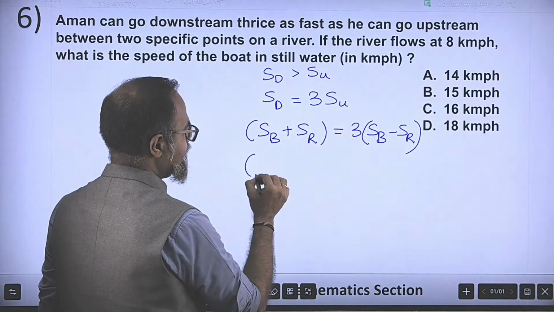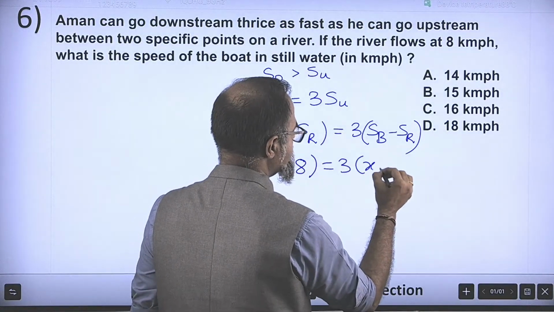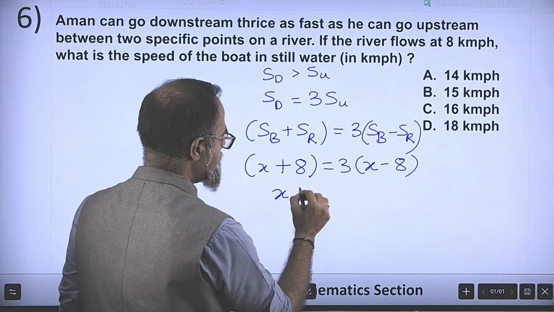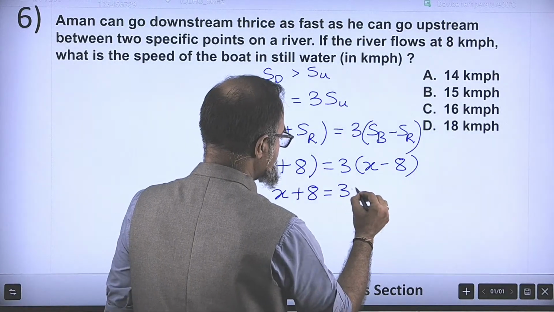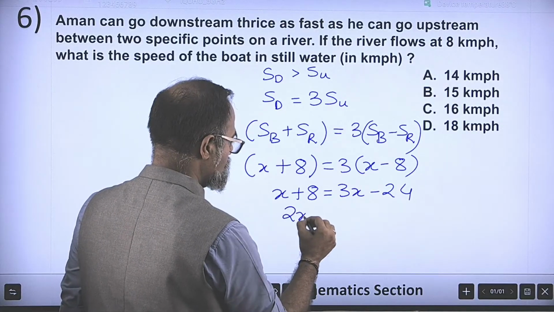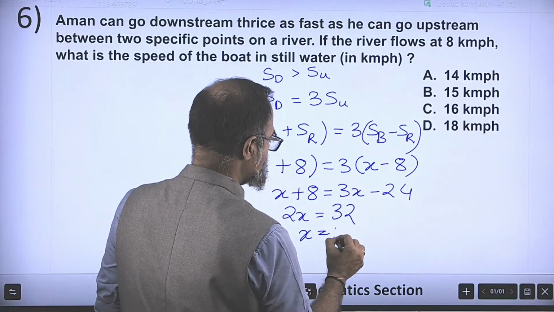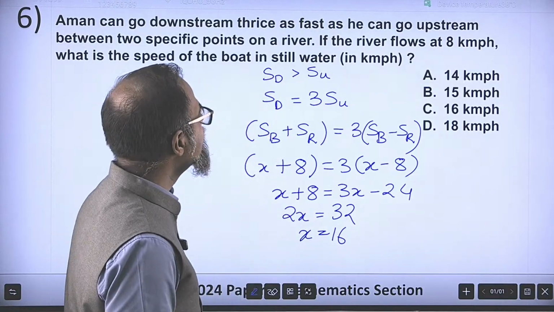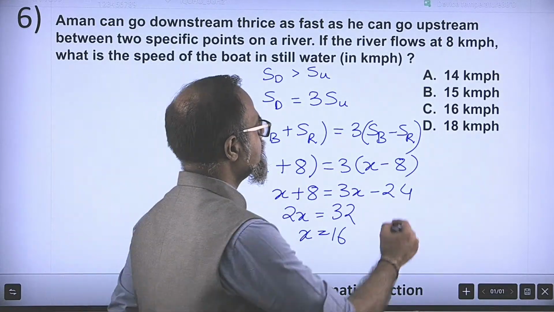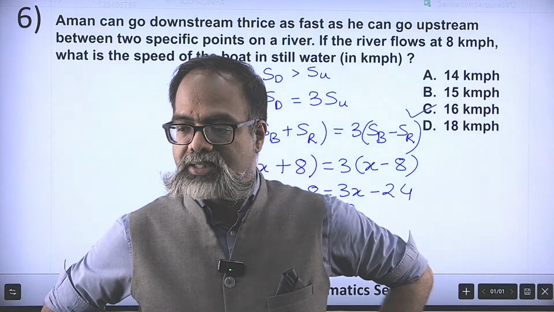So let's take the speed of the boat as X. X plus 8 is equal to 3 times X minus 8. Now resolving this, X plus 8 is 3X minus 24. So 3X minus X, 2X is equal to 8 plus 24, 32. So I get the value of X as 16. What do I need to find out? Speed of the boat in still water. X is speed of the boat. That's it. So 16 kilometers per hour is the answer for this particular example.